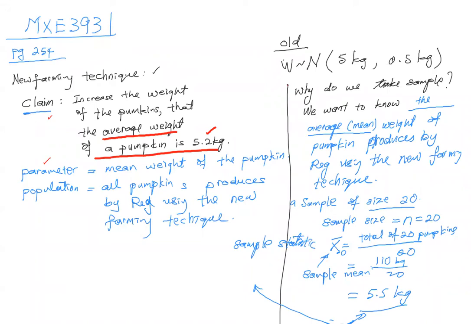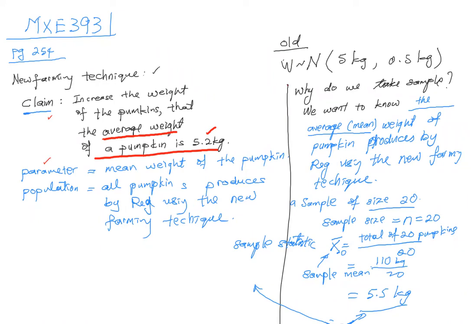Can this sample statistic represent the population statistic? My question is, can I say this is the mean weight of the pumpkin produce? Cannot. Why? Because a sample is just part of the population, and samples can vary. So this is my first sample. When I get another sample, I will get another value, correct?